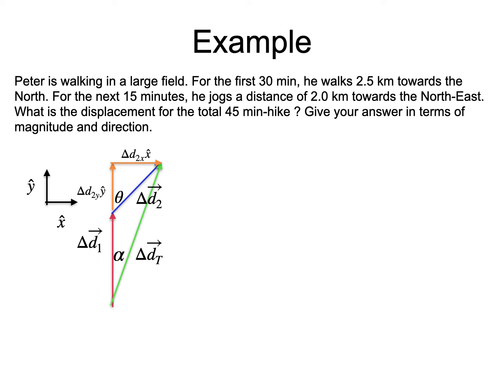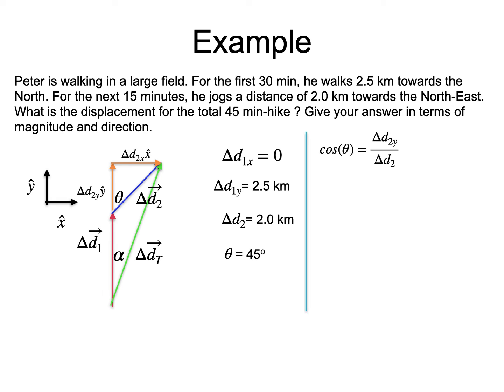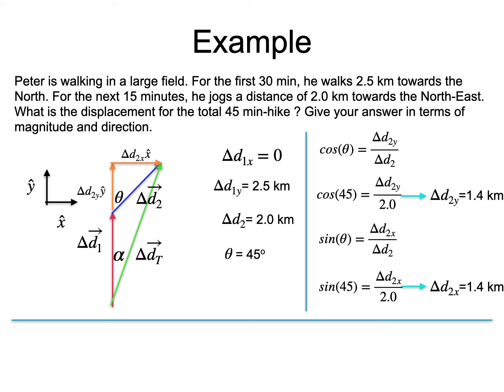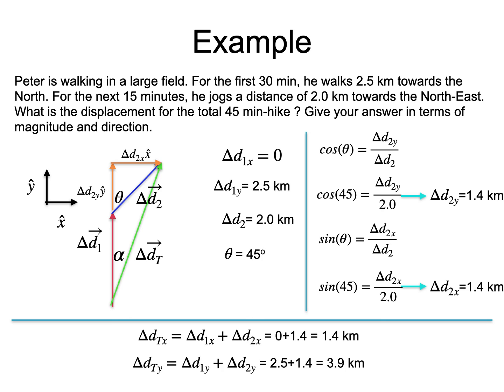The list of givens is the following. We use the trigonometric ratio for cos theta, and after substituting the givens, we get the value for the y component of delta d2. Similarly, the sine theta is used to get the x component of delta d2. We are now able to evaluate the components of the total displacement. The x component of the total displacement is the sum of the x components of the 2 displacements. Similarly, the y component of the total displacement is evaluated this way.